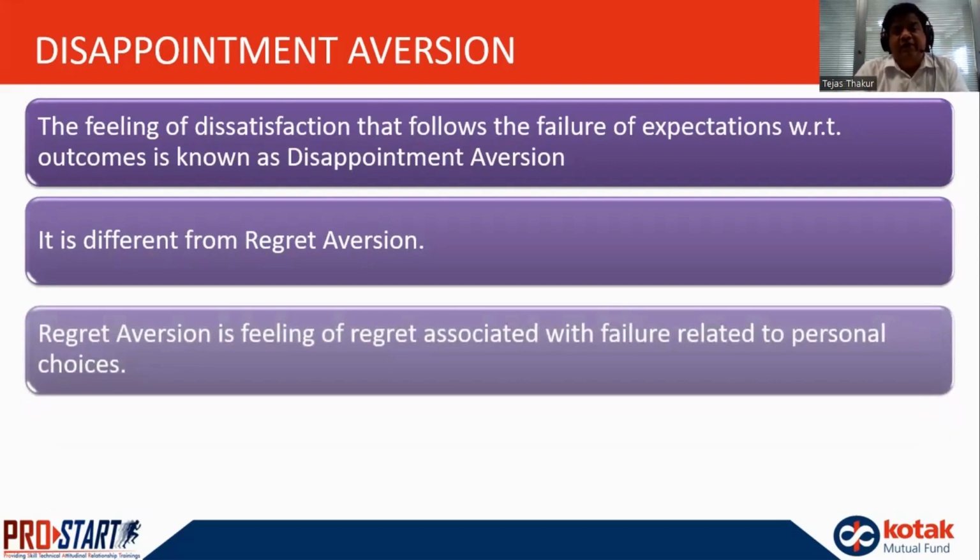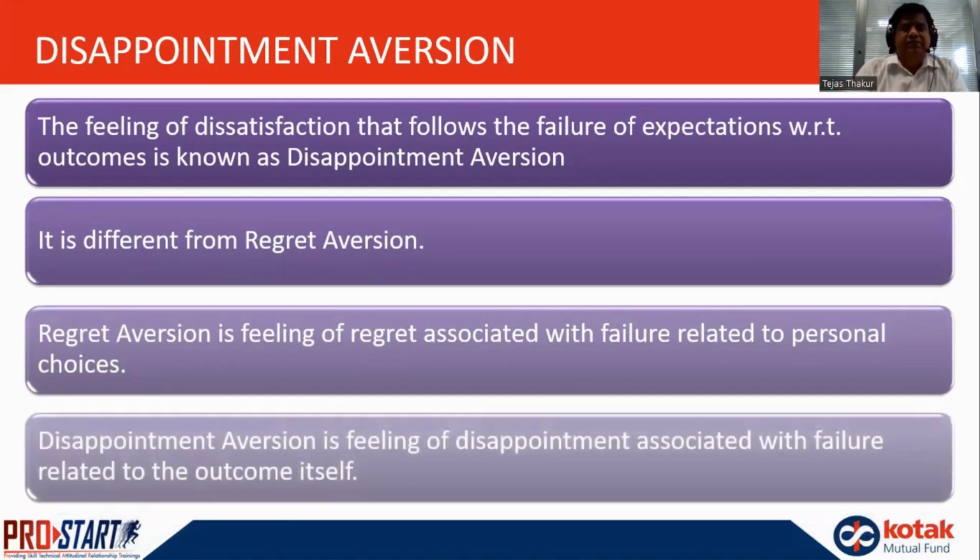Regret aversion is a feeling of regret associated with failure related to personal choices. Because I did this, this was the problem. I did this, that was the problem. So that is regret. Whereas disappointment is, I did good, but then I came to know that somebody did better than me. Disappointment aversion is a feeling of disappointment associated with a failure related to the outcome itself, not to the personal choices. I made a good choice, but everybody else made better money than me, so I am not happy. That is disappointment.